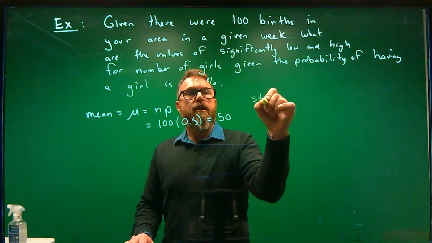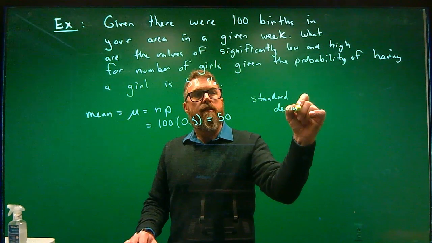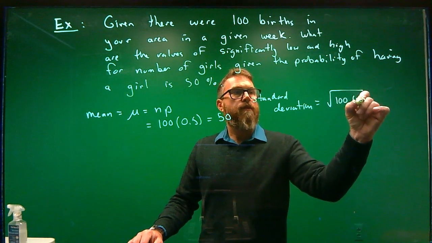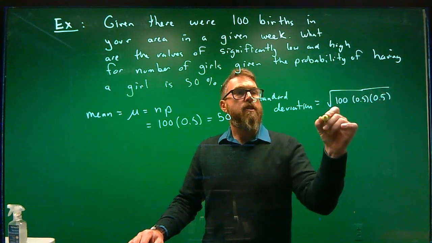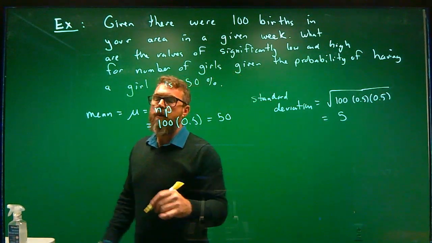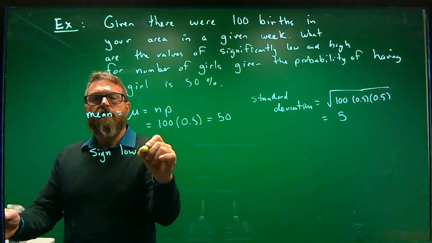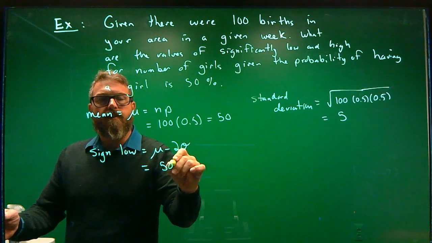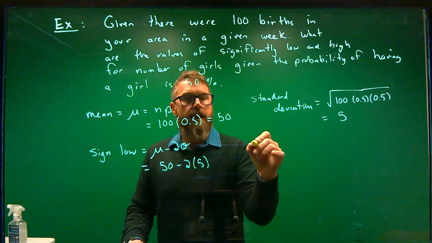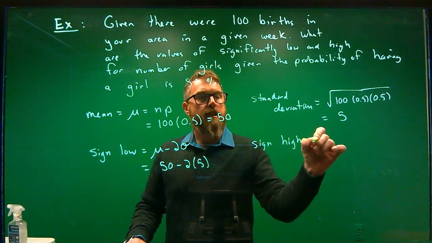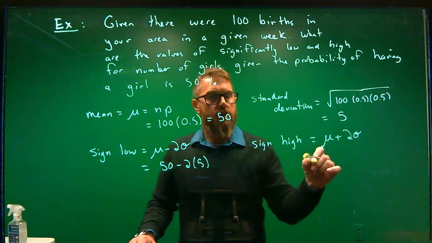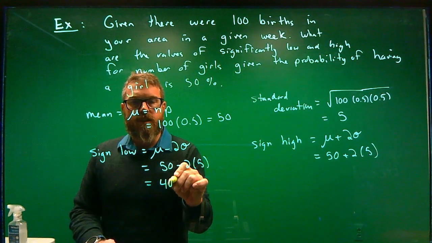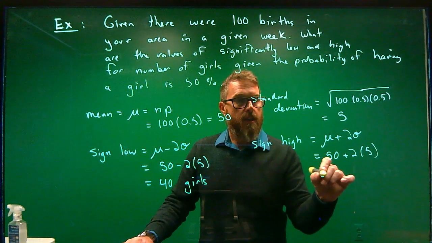Now, if I want to find the standard deviation, we know that this is the square root of n, which is 100, times p, which is 0.5, times q, which will also be 0.5. So we know this is going to simplify to 5. So if I want to find significantly low, this is going to be the mean minus 2 standard deviations. We have the mean, which is 50, minus 2 times standard deviation, which is 5. And then significantly high is going to be equal to the mean plus 2 standard deviations. So this is going to be equal to 50 plus 2 times 5. So we can see that the number of girls that are expected is going to be anywhere from 40 girls to 60 girls.